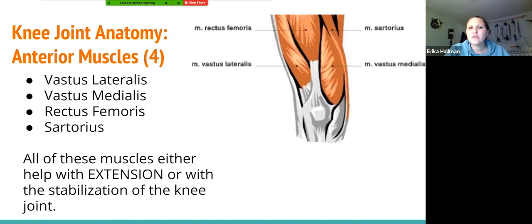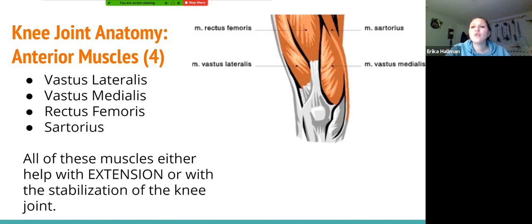On the anterior surface of the leg, we're going to have 4 major muscle groups. So these muscle groups are going to be on the very top. The center one is the rectus femoris. If we move to the lateral side, so just outside of that, on the lateral edge is going to be our vastus lateralis. And then on the inside, aptly named the vastus medialis.